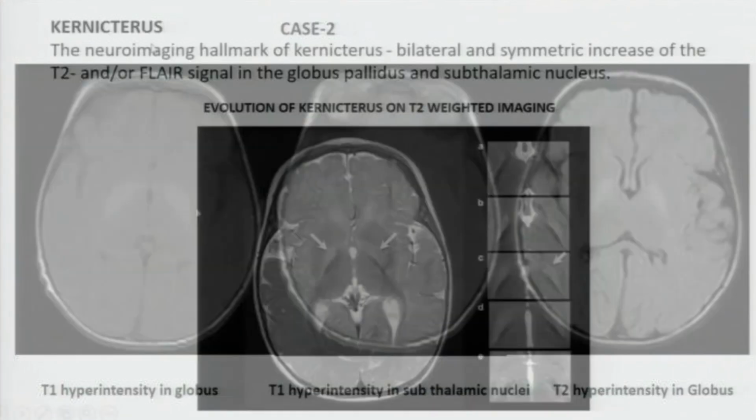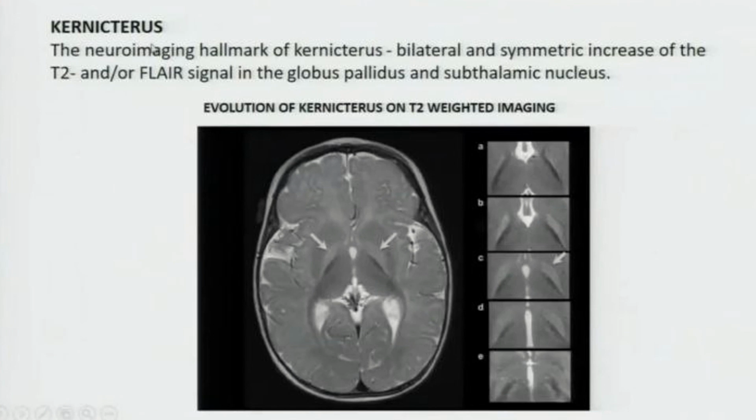Significant T2 hyperintensity will be seen in a chronic pattern or Kernicterus. It is characterized by bilateral and symmetric increase of T2 or FLAIR signal in globus pallidus and subthalamic nucleus. As you can see, there is evolution of T2 hyperintensity. With time, it is getting whiter. So this is a case of Kernicterus evolving.